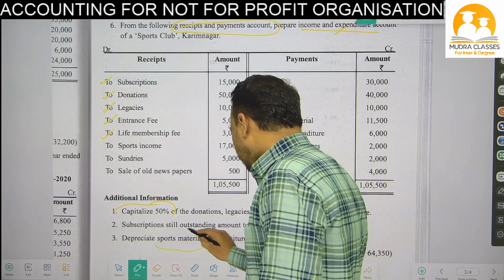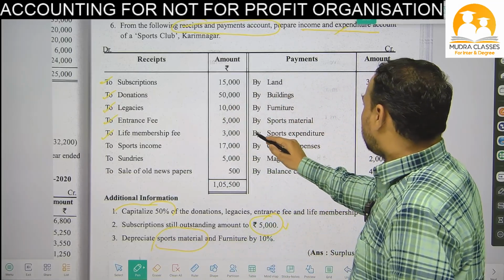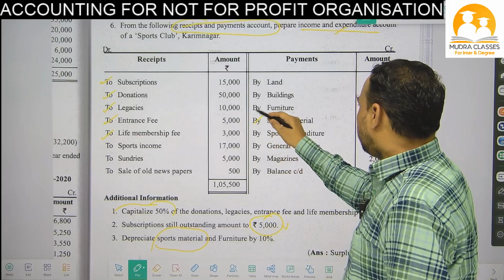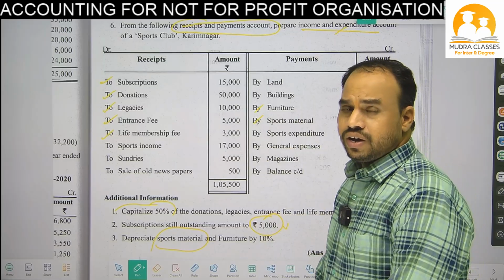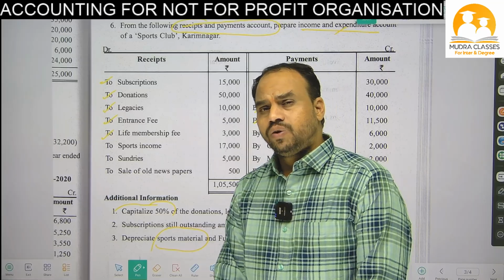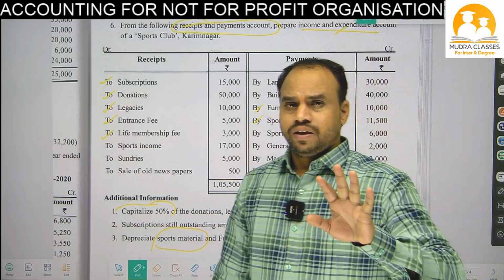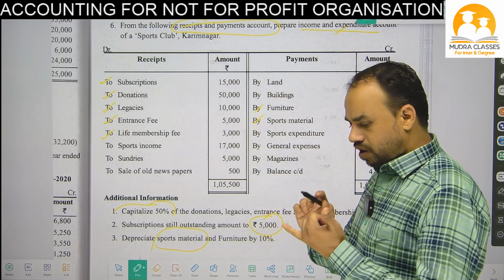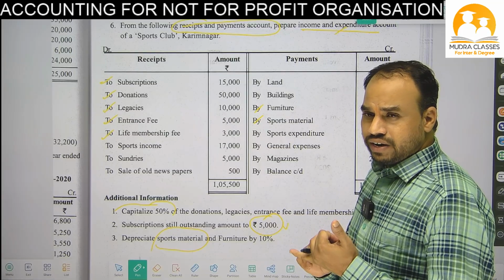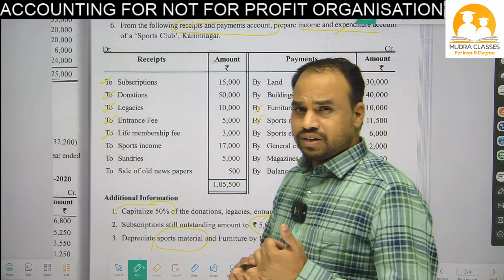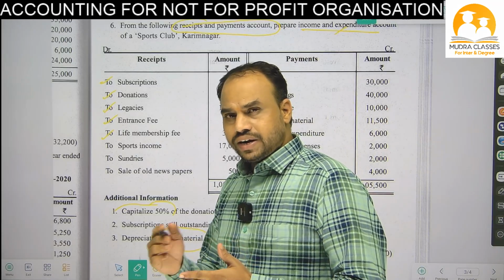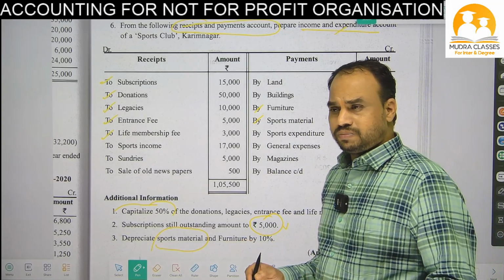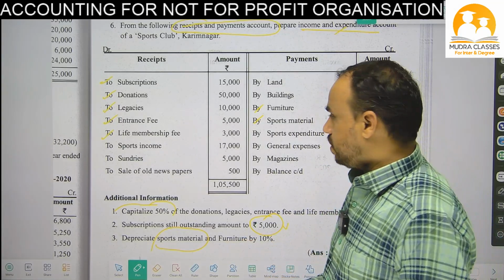Sports material is an asset, you remember. So here sports material depreciation is given. Furniture is also given, so tick the furniture. Okay, these are the adjustments given. Now one by one we will see how to write them. Remember, beta, in the answer, that is in the income and expenditure account, we will not write assets purchased or sold, and we will not write next year or previous year income or expenditure. Only current year income and current year expenditure we will write in the income and expenditure account.